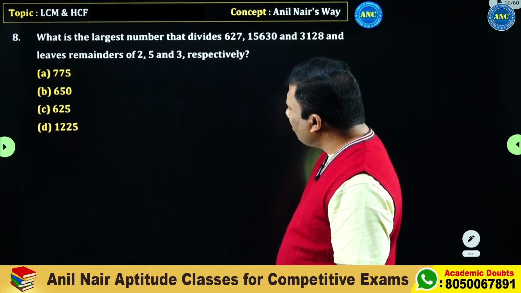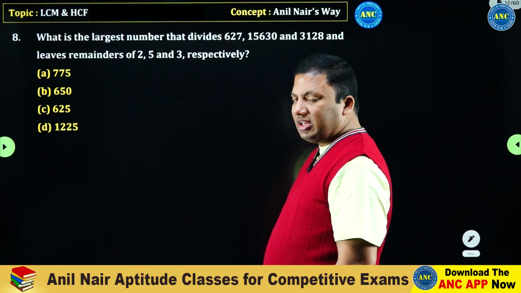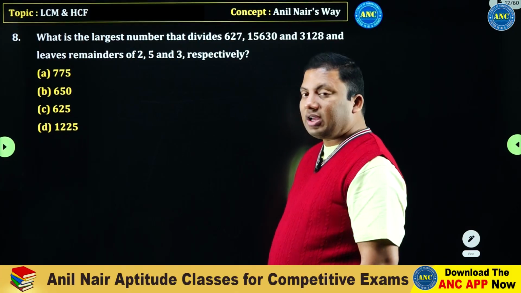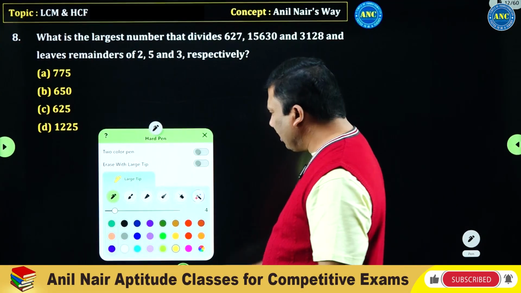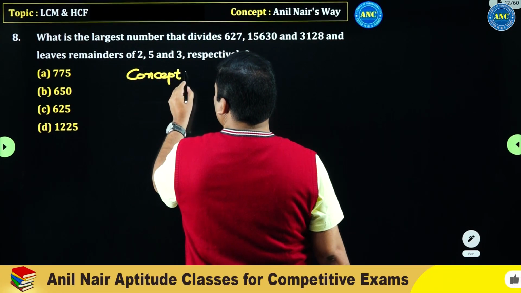Next one. What is the largest number that divides 627, 15630, 3128 and leaves remainders of 2, 5 and 3 respectively? Listen carefully, there are two concepts you should know.